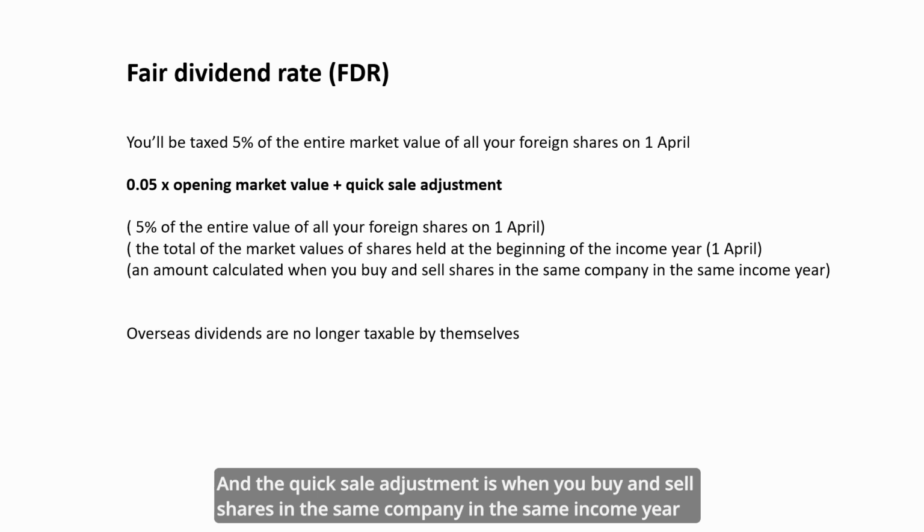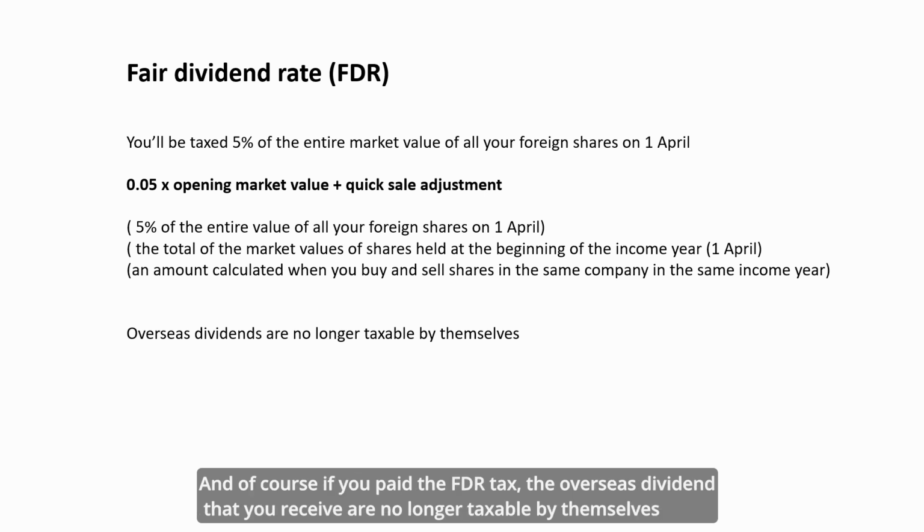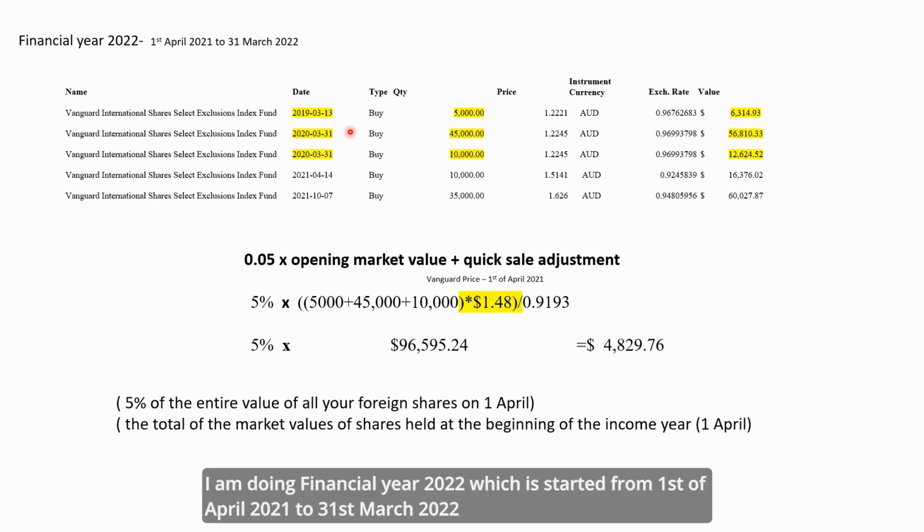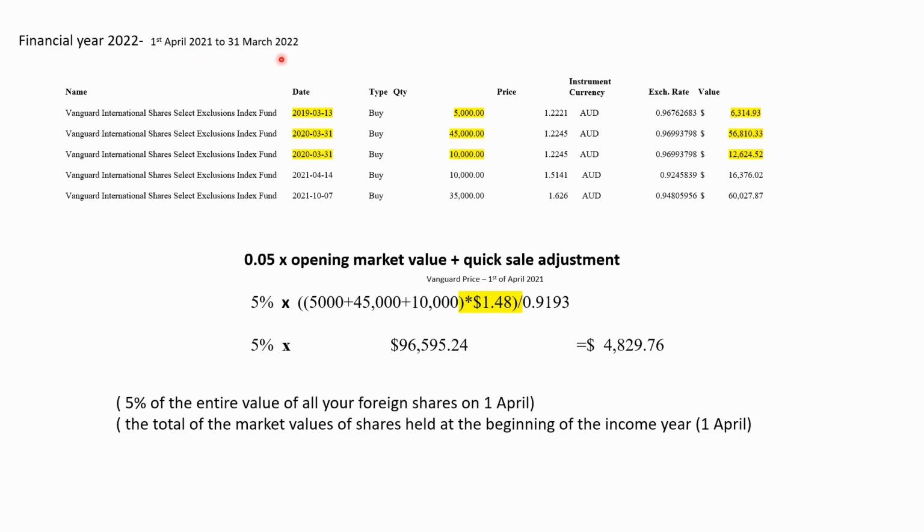And of course, if you pay the tax in the fair dividend rate, the overseas dividends that you receive are no longer taxable by themselves. So right now, I'll be using the FDR method to calculate the Vanguard fund that I bought back in 2019. And I'll be doing financial year 2022, which started from 1st of April 2021 to 31st of March 2022.